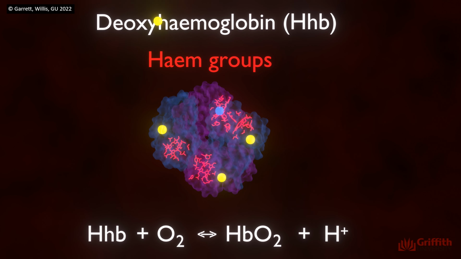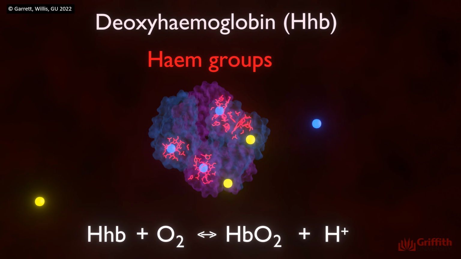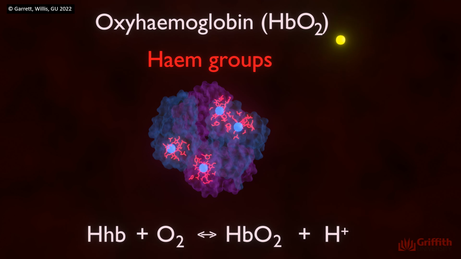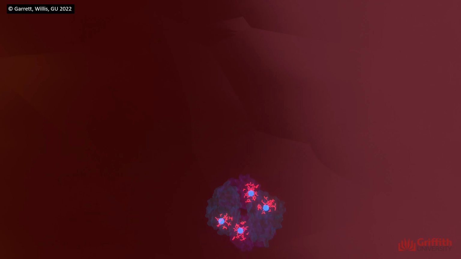When the first oxygen molecule binds to the heme group, it changes the shape of the hemoglobin molecule. This change in shape allows the next oxygen molecule to bind more readily. The oxygen-loaded form of hemoglobin is called oxyhemoglobin. A single red blood cell contains around 250 million hemoglobin molecules, and therefore each of these cells can carry approximately 1 billion molecules of oxygen. These oxygen-laden red blood cells then travel to the tissues.